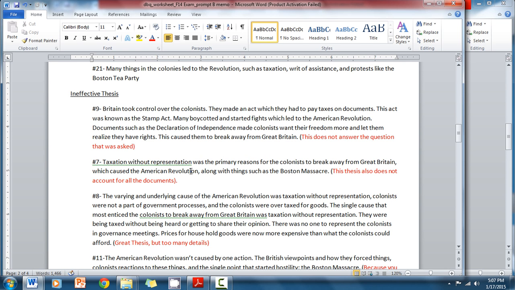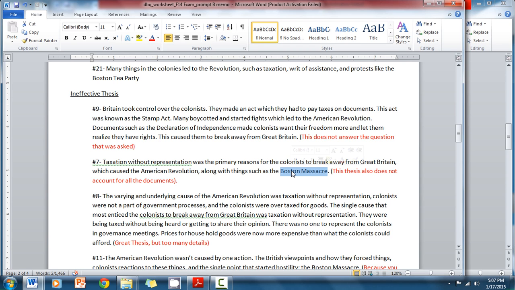All right, student number 7: taxation without representation was the primary reasons for the colonists to break away from Great Britain. Okay, this is one thing you've talked about, so you can't use plural here. You've only talked about one thing. So that's just one reason, which caused the American Revolution, along with things such as the Boston Massacre.